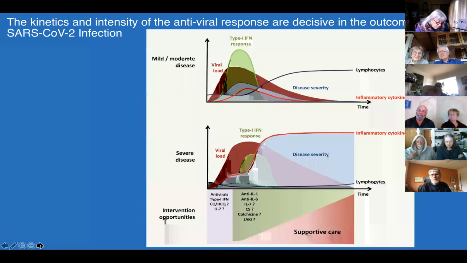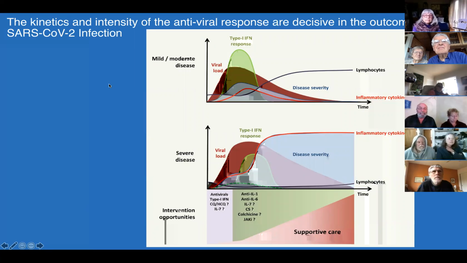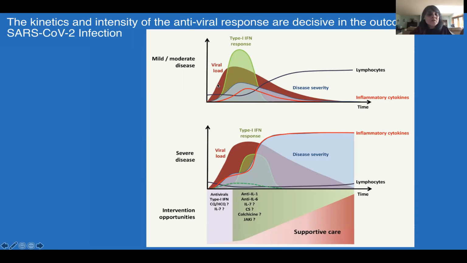Okay. So first of all, before I get to that, I just want to point out that the kinetics and the intensity of the immune response and of the cytokine production is decisive in the outcome of a SARS-CoV-2 infection. So under normal circumstances, take Donald Trump, for example, who got the best medical care in the world.